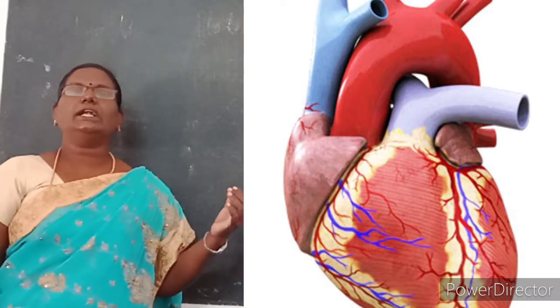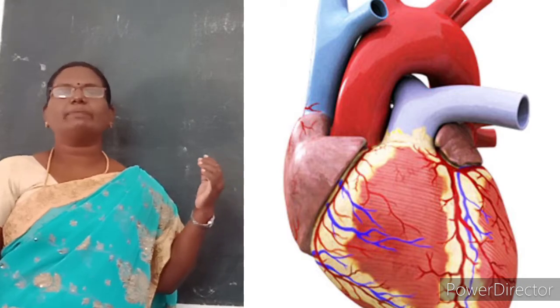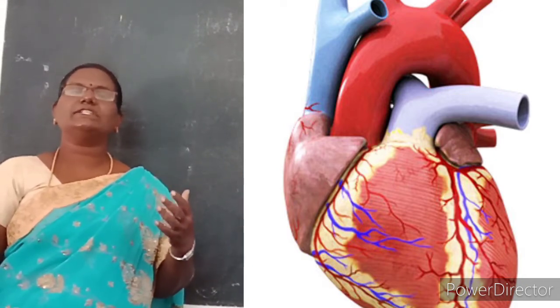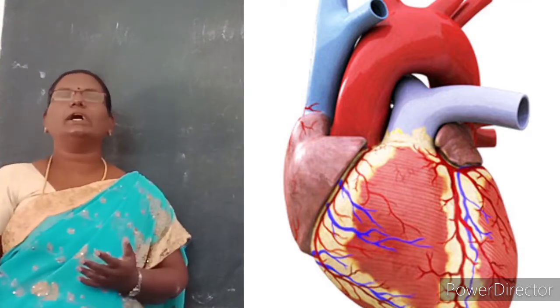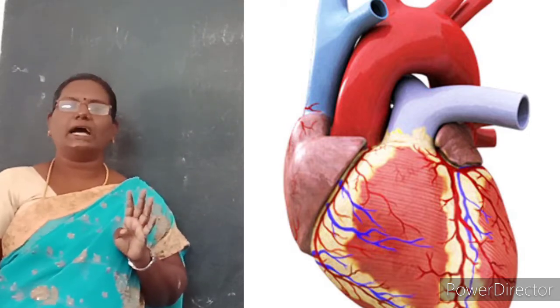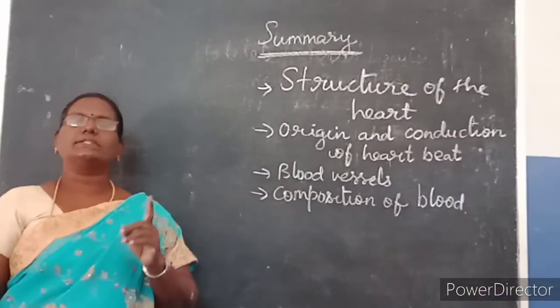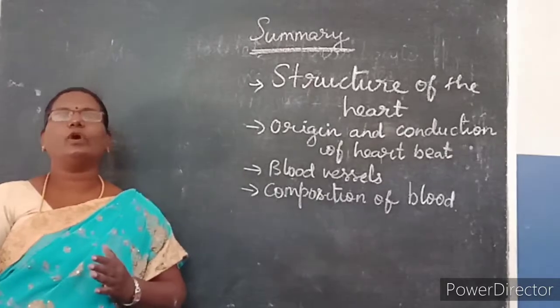In the right ventricle, there arises the pulmonary artery. It carries the deoxygenated blood to the lungs for purification. In the left ventricle, there arises the aorta. It supplies the oxygenated blood to all the parts of the body. Then there are four valves present in the heart. They are tricuspid, bicuspid, and two semilunar valves. The main function of these valves is to prevent the backward flow of the blood.